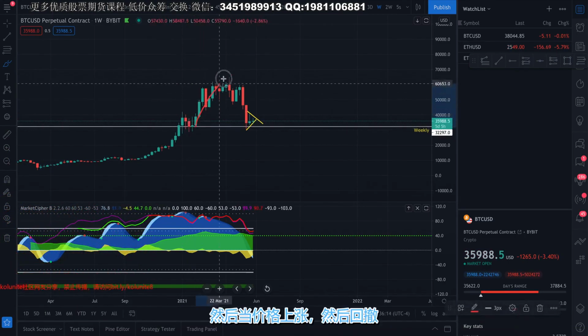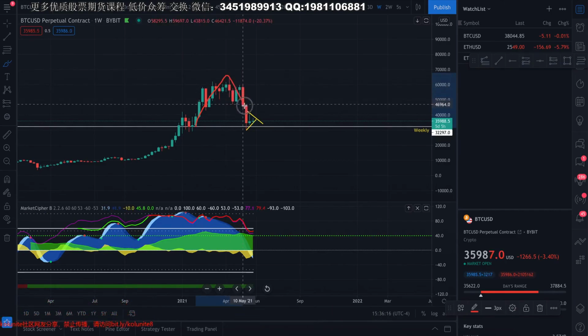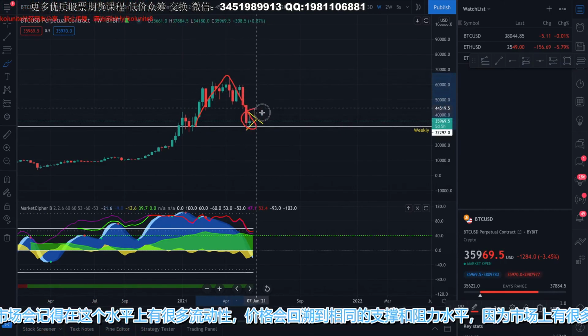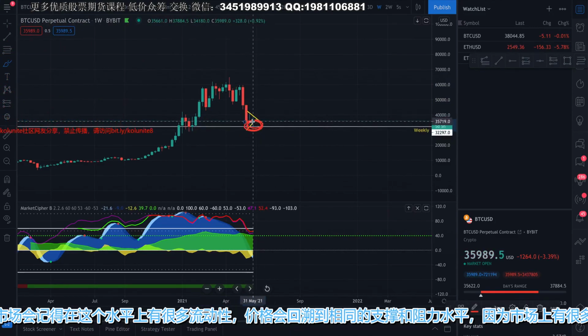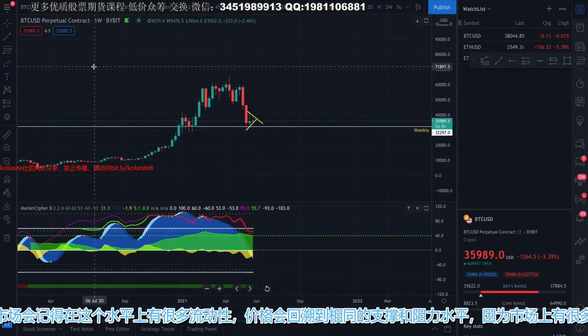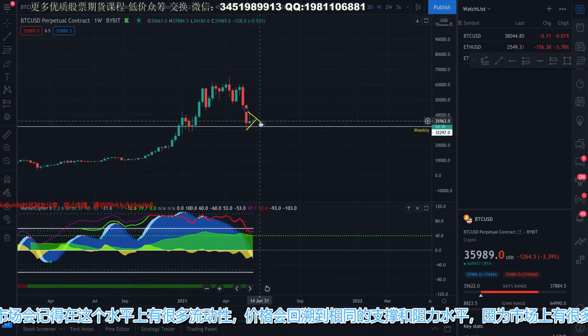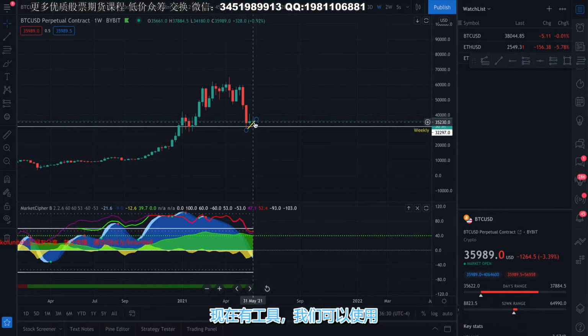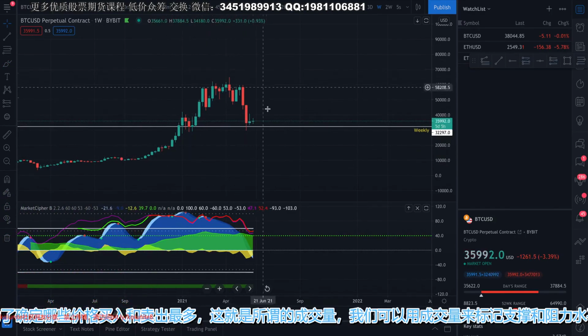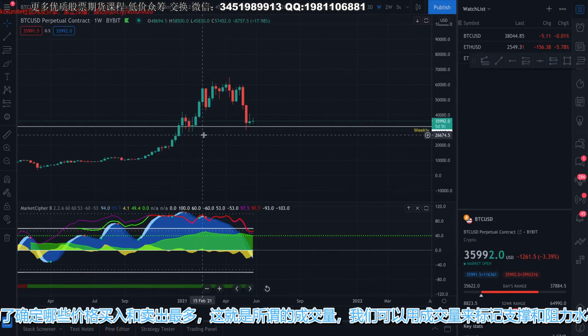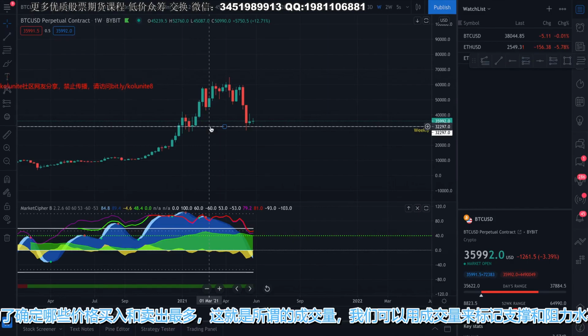Which then, when price comes up and then retraces, the market will remember that there was a lot of liquidity in this level, and the price will retrace back to that same level of support and resistance because there was a lot of buying and selling in the market. Now, there are tools we can use to determine which prices had the most buying and selling, and that is called volume. And we can use volume to mark levels of support and resistance.